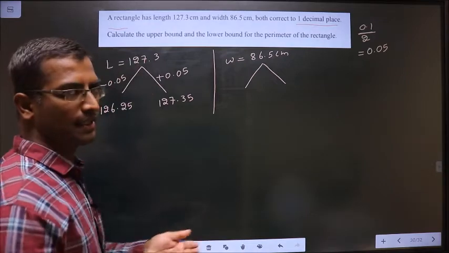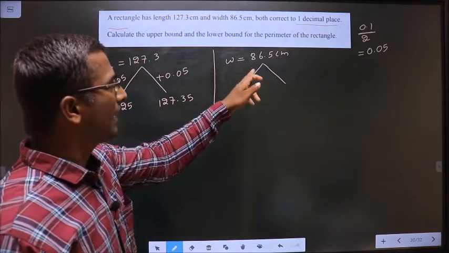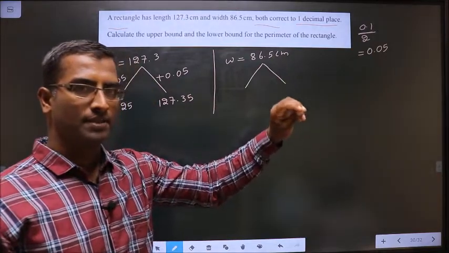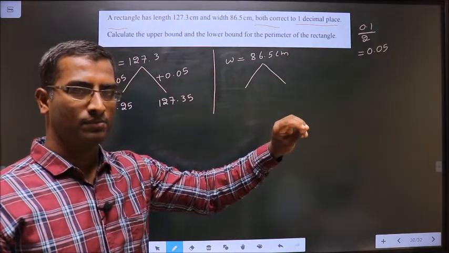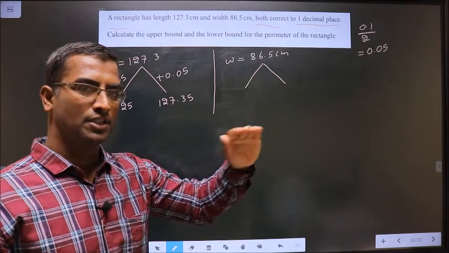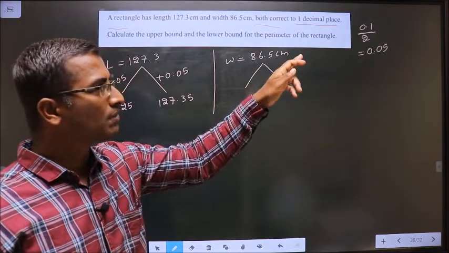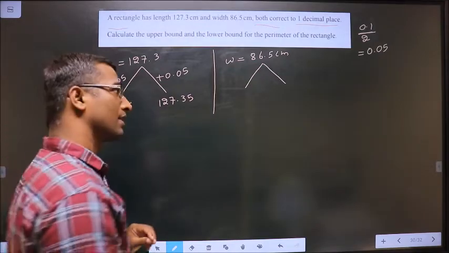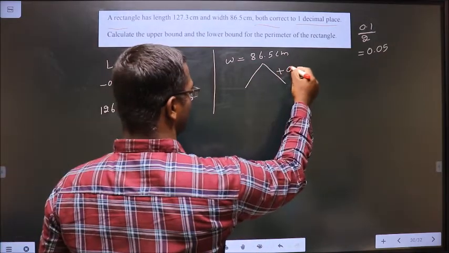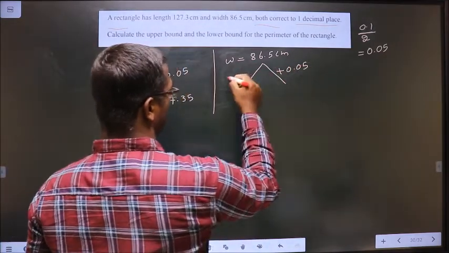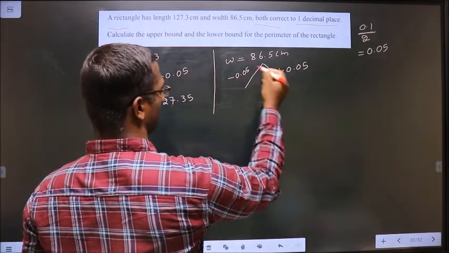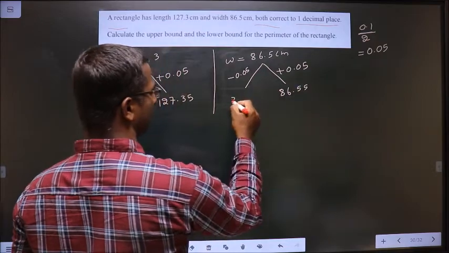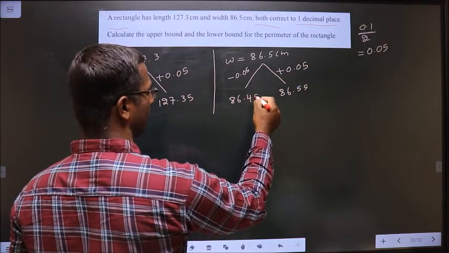How do we decide? See here, even this is also correct to one decimal place. One decimal place means 0.1. So correct to whatever, we should do half. So 0.1 by 2 is 0.05. That I should add and subtract. So I get 86.55 and here 86.45.